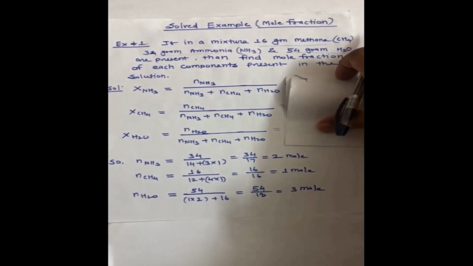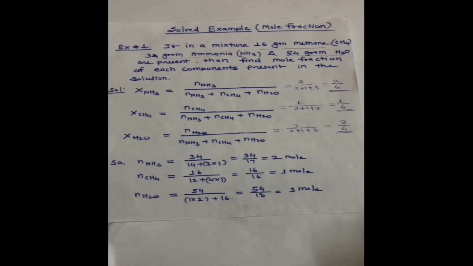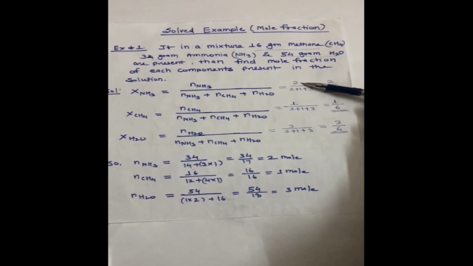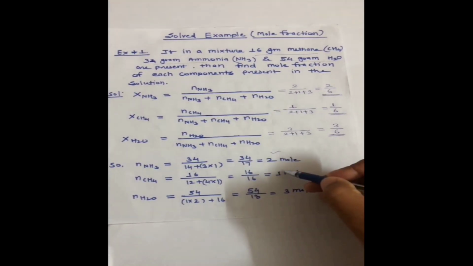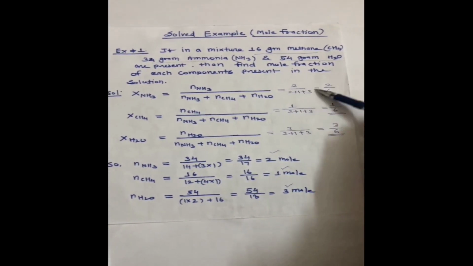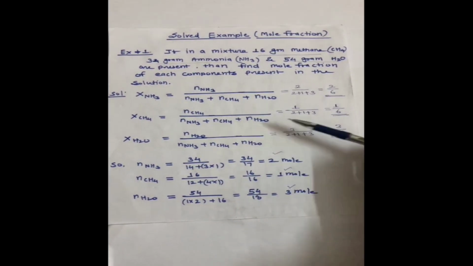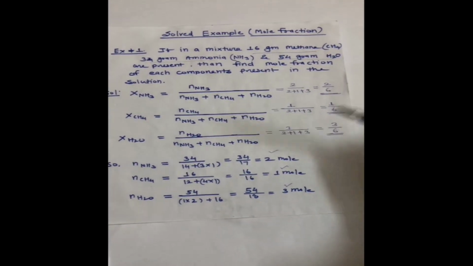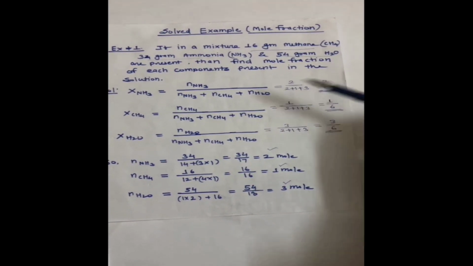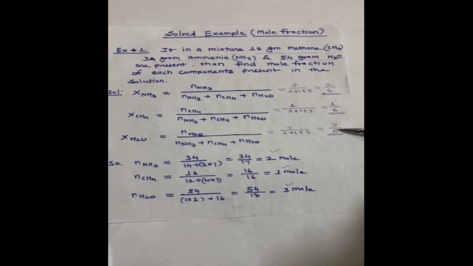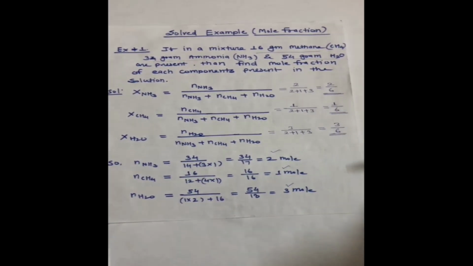Now we can calculate mole fraction. So X NH3 equals number of mole of ammonia, that is 2, over number of mole of ammonia 2, number of mole of CH4, that is 1, number of mole of H2O, that is 3. Now 2 divided by 2 plus 1 plus 3, answer is 2 by 6. Similarly for X CH4, it is 1 by 6, and for X H2O, it is 3 by 6. Now if we sum the total mole fractions, that is 2 by 6, 1 by 6, 3 by 6, it will equal 1. Thank you.